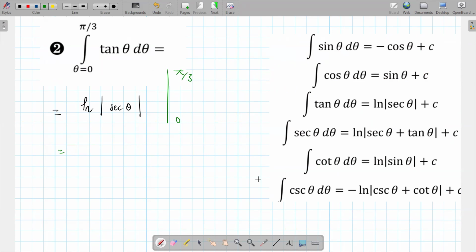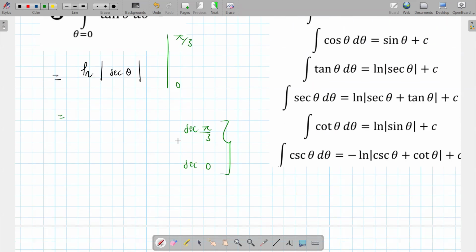Now, we need to evaluate sec of pi over 3 and sec of 0 to give this question a numerical final answer. You can always plug these in a calculator, but if I was a teacher, I would give this question on a non-calculator test. So now the question is, how do we find these without the use of a calculator? You need to know that sec is the reciprocal of which primary trig ratio?